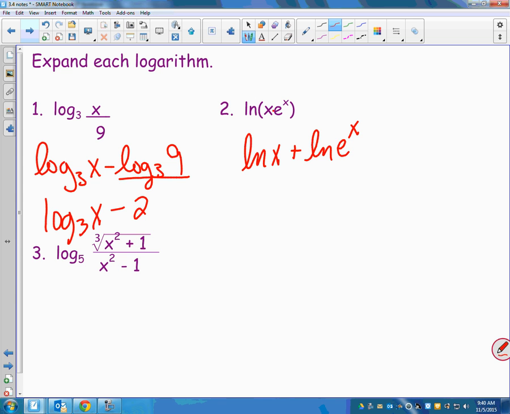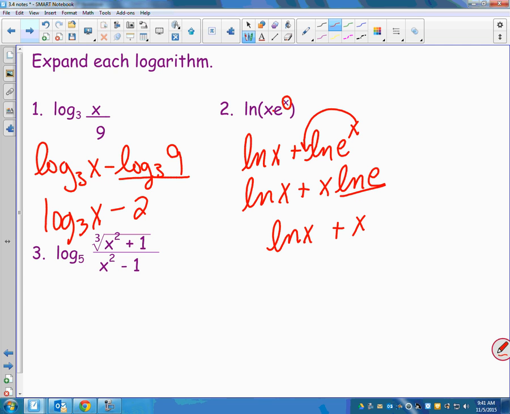This one, a few people have x in the wrong spot here. That x is to the e power, so you can't bring it in front of ln, but you could bring it to the front of that using the power to a power property. And then remember, the great thing about ln and e is they're inverses. And what does the ln of e equal? Which means the better answer on this one is ln of x plus x.